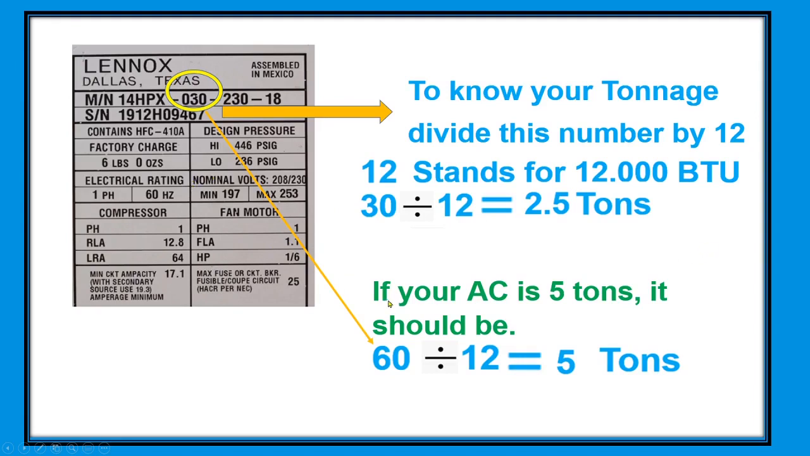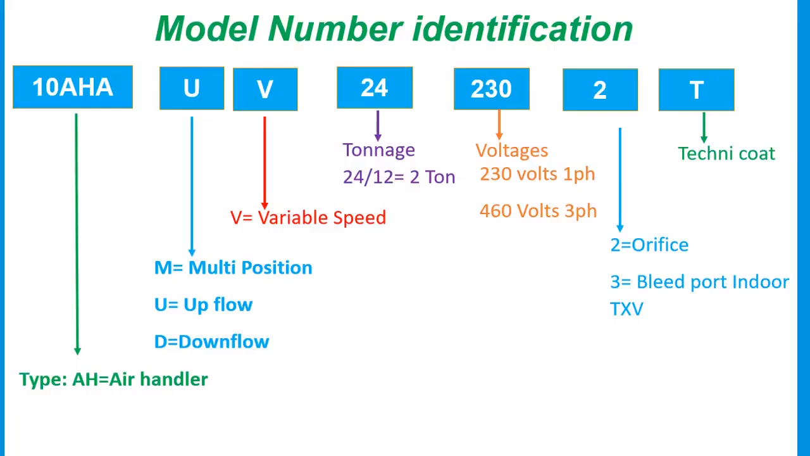If your AC is 5 tons, it should be 60 here. 60 divided by 12 equals 5 tons. Our next topic is model number identification.